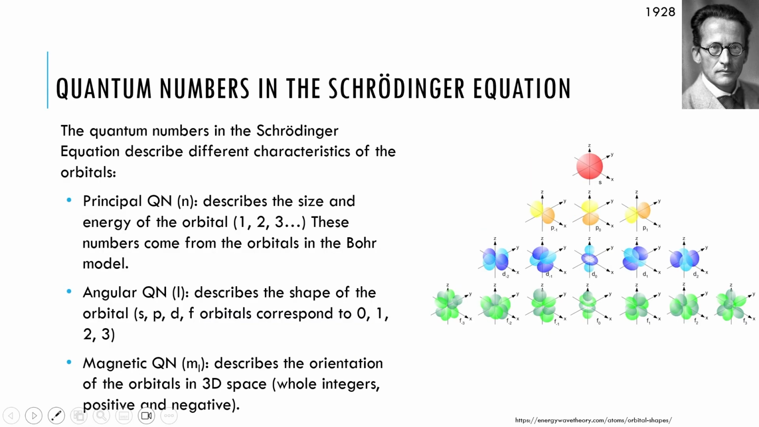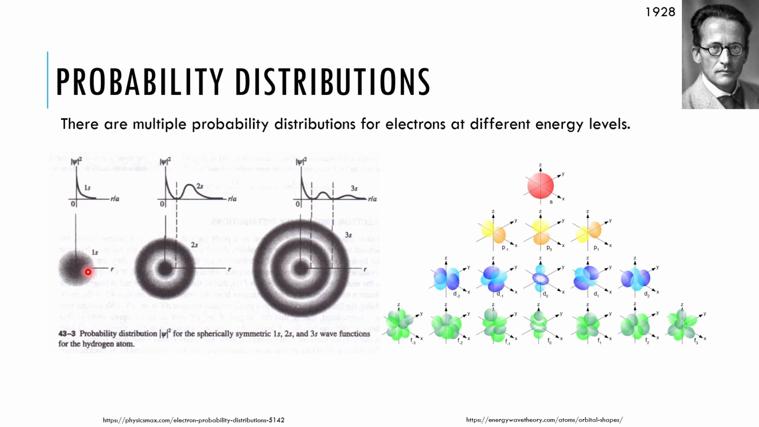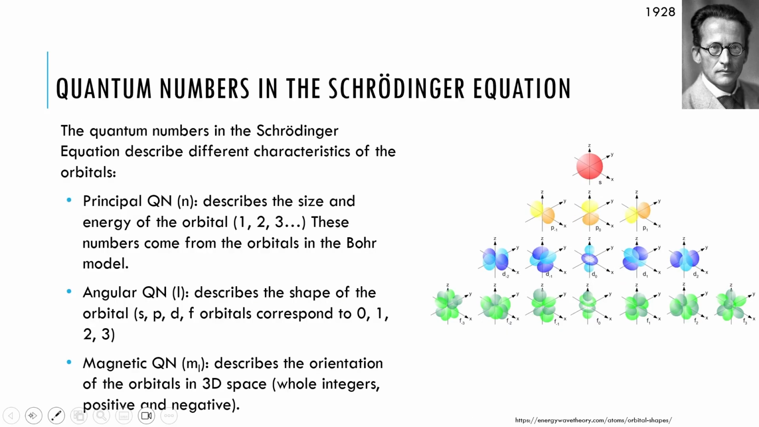So let's have a look at the quantum numbers which actually feature in the Schrödinger equation. The principal quantum number describes the size and the energy of the orbital. As we talked about before, this is the same as the Bohr model. This doesn't dictate any of the shapes that you might have for an orbital, but instead, the same shape orbital can get larger and larger and larger as we increase our principal quantum number, our n value.